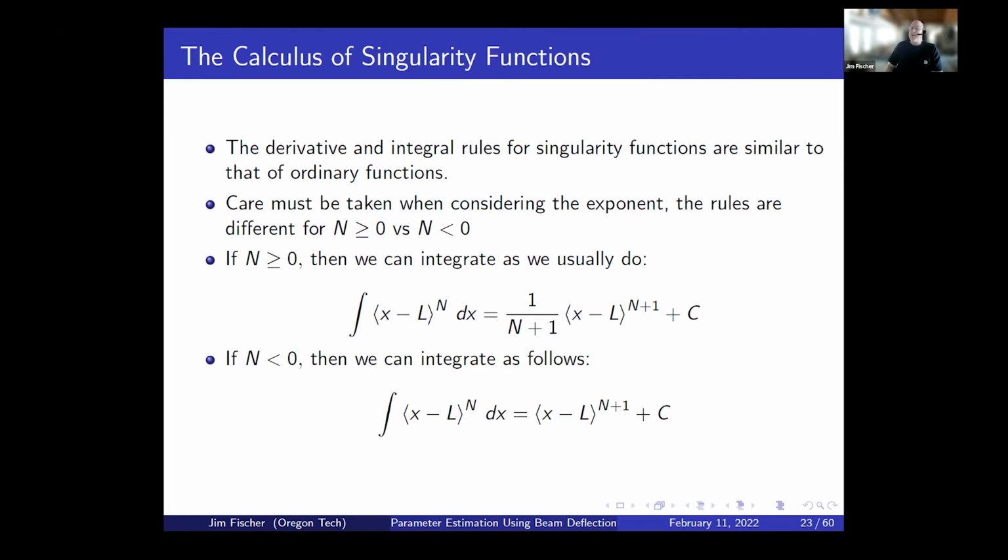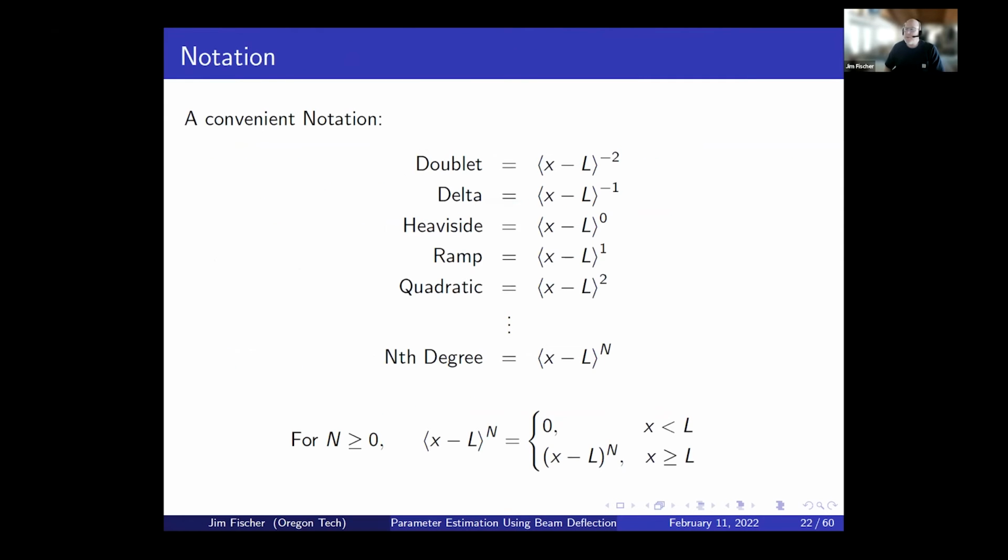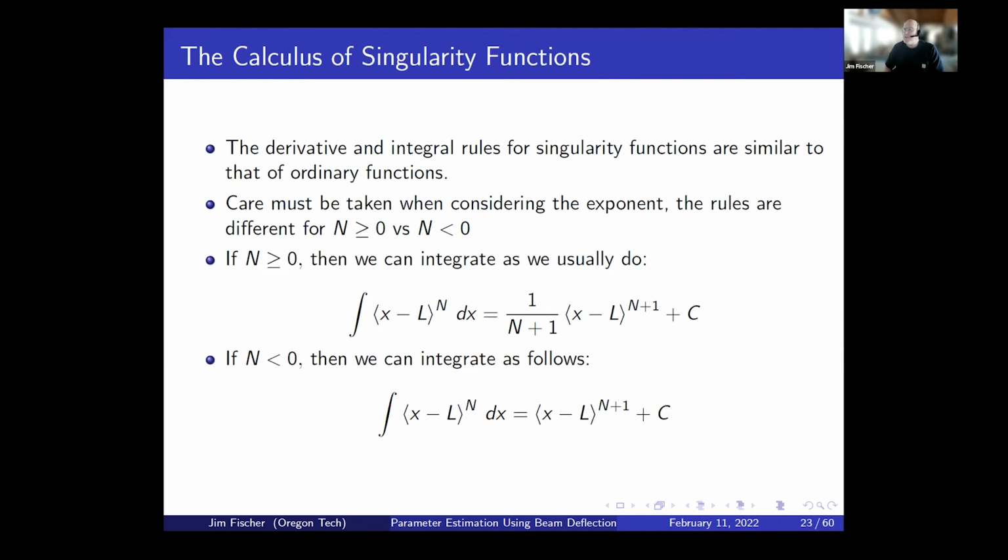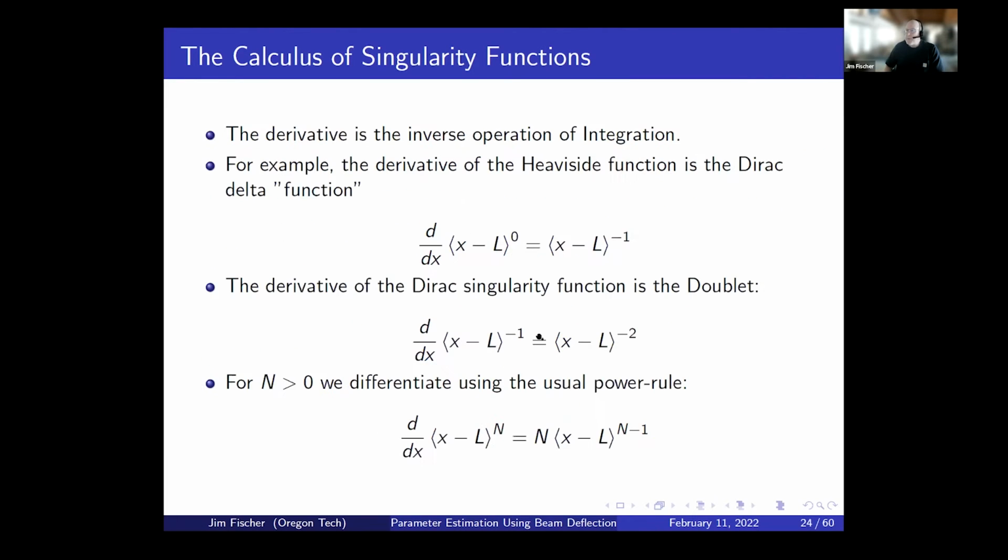And when we integrate, it depends on whether your power is negative or positive. So for the doublet, the delta function where the powers are negative, to integrate, we simply add 1 down here at the bottom. And for when n is greater than or equal to 0, we just integrate as we normally would. And derivatives are similar. The rules are very, very symbolically friendly.